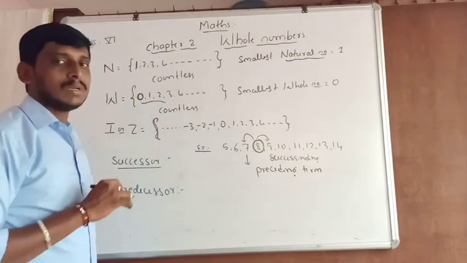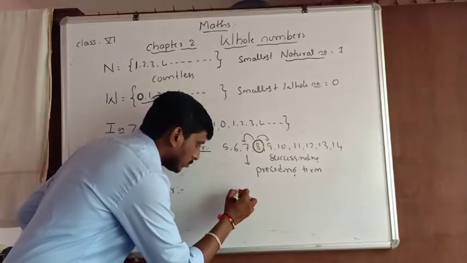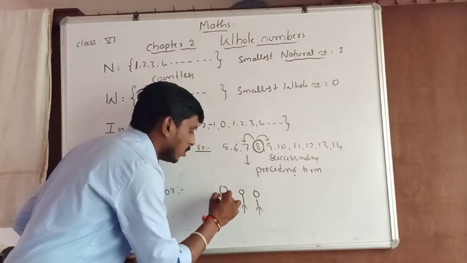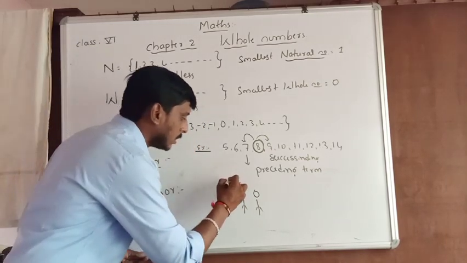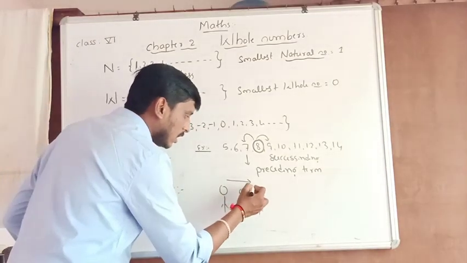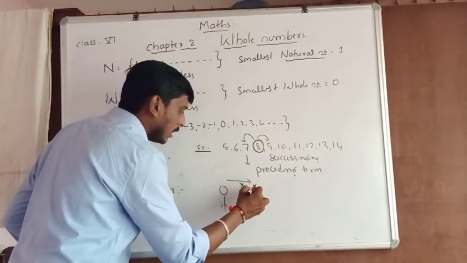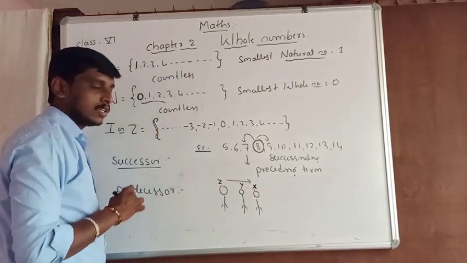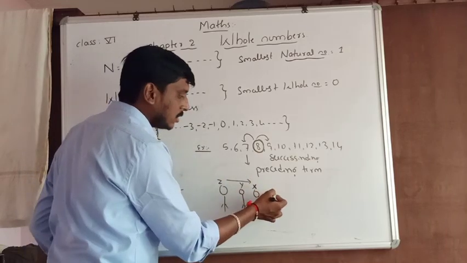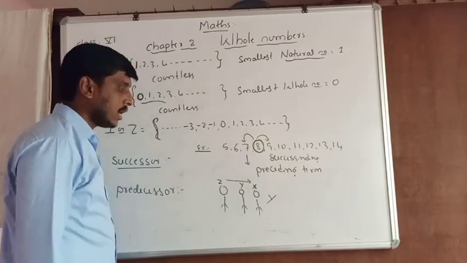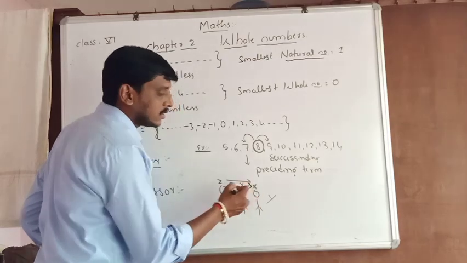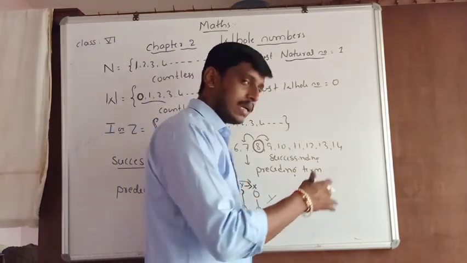So, the best example for you. There are 3 people moving on a straight path. This person's name is X, this person is Y, and this person is Z. So here, who is X's succeeding person? No one is there. Who is Y's succeeding person? Y's succeeding person is X, as they are moving like that.